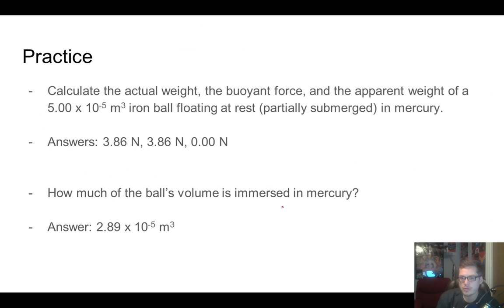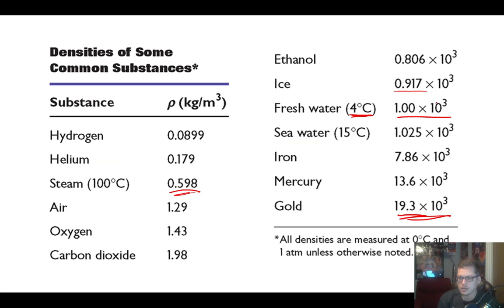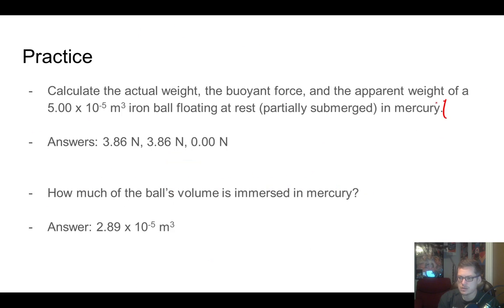Okay, a couple more practice problems. It says calculate the actual weight, the buoyant force, and the apparent weight of a 5 times 10 to the minus fifth meter cubed iron ball floating at rest, partially submerged in mercury. So this one's a little different because we've got mercury instead of water. So we need the density of mercury to start. Let's just go ahead and get that. It's 13.6 times 10 to the third.